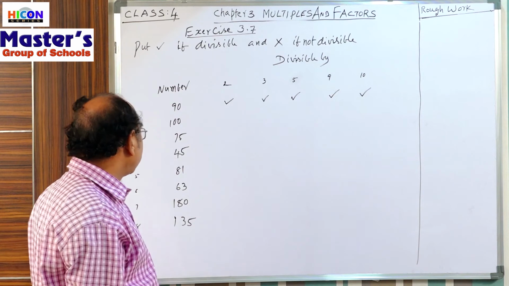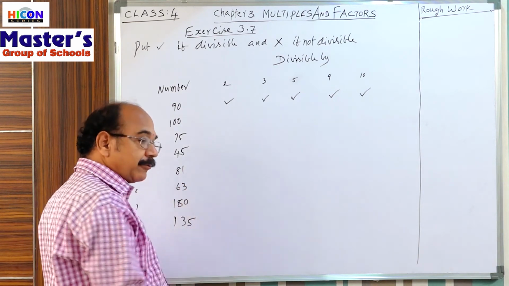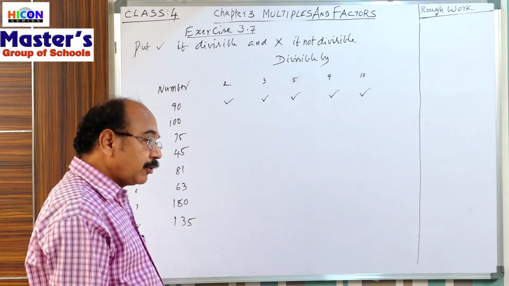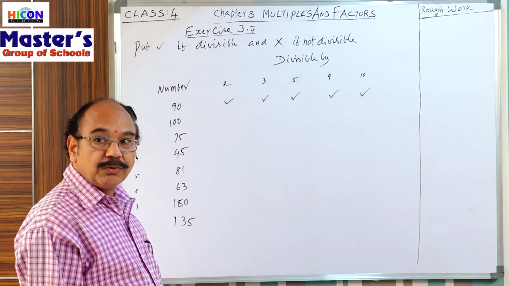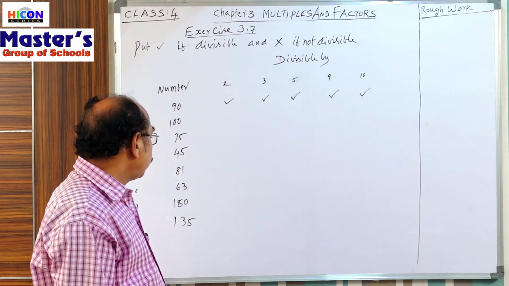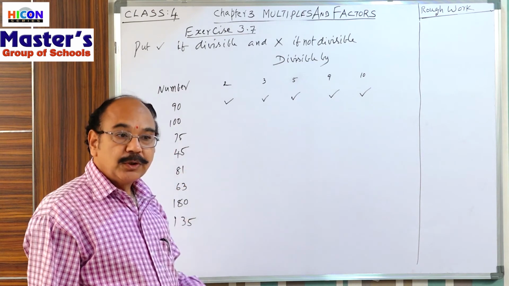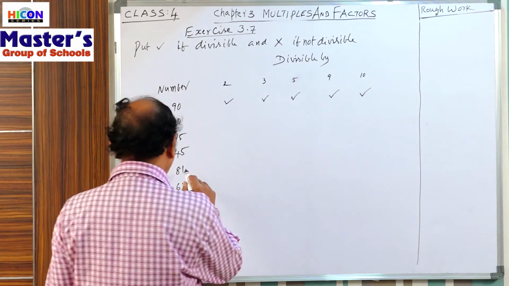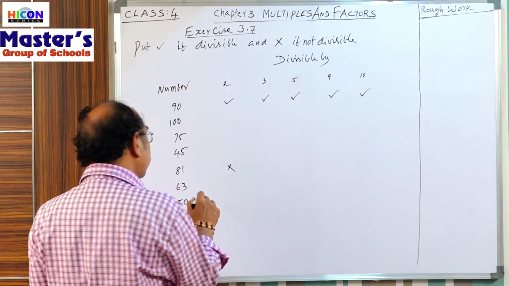Like this, one more example you see children here. For example, you take 81. Is it divisible by 2? What do we say? It is not divisible by 2. Why? Because here the units digit is not either 0, 2, 4, 6 or 8. That's why what do we write here? A cross mark under 2. Okay?